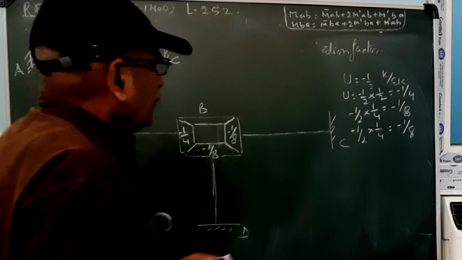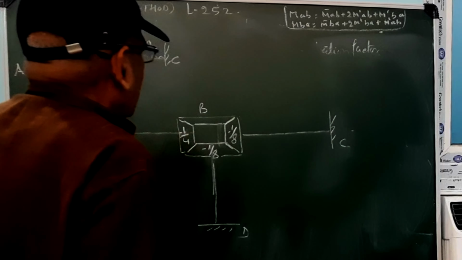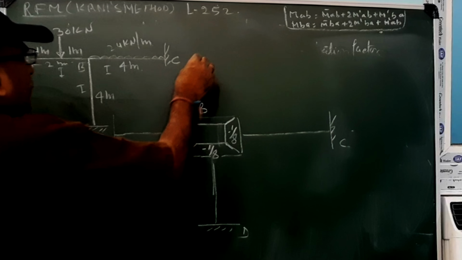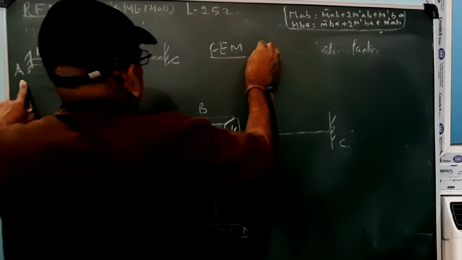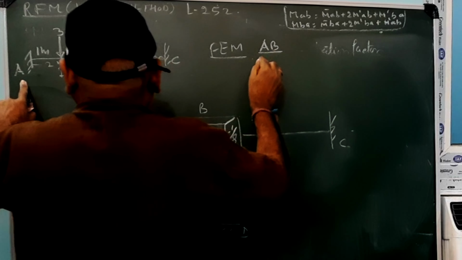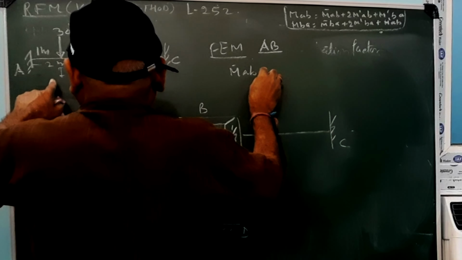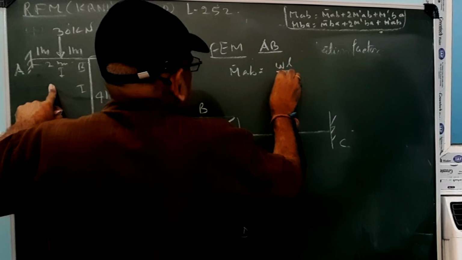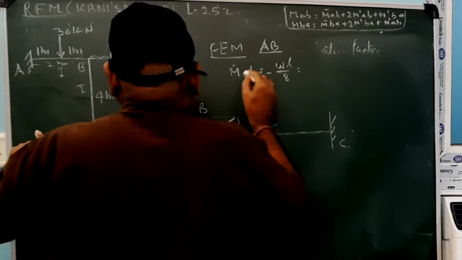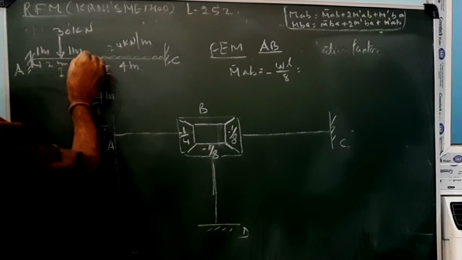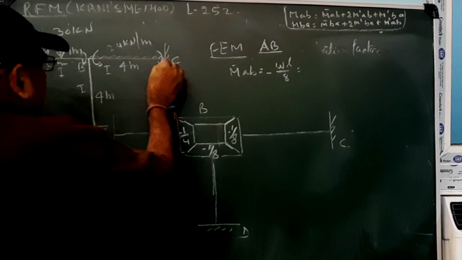Now let us find out the fixing moment. Fixing moment for AB. So M bar AB equals WL by 8, because the load is in the middle, that is why this is happening, and what will the sign be? Minus. So this will be in this way, and this will be in this way.